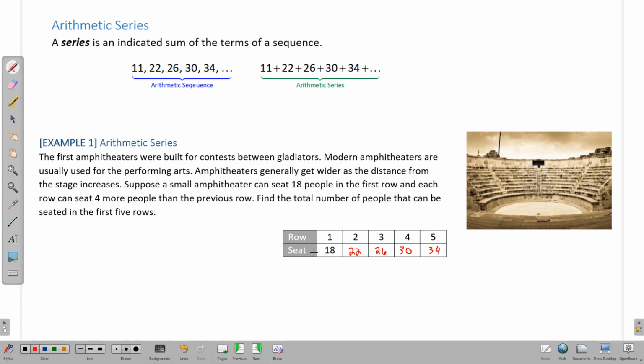So the total number of people, we just need to add these together. So real basic, we're just doing 18 plus 22 plus 26 plus 30 plus 34. Get out your calculator, add all those together. That should add up to 130. And that's it. So this is an example, though, of an arithmetic series. We have a sequence generated by each row, and it is an arithmetic sequence because to progress through it, we are simply adding 4 each time.